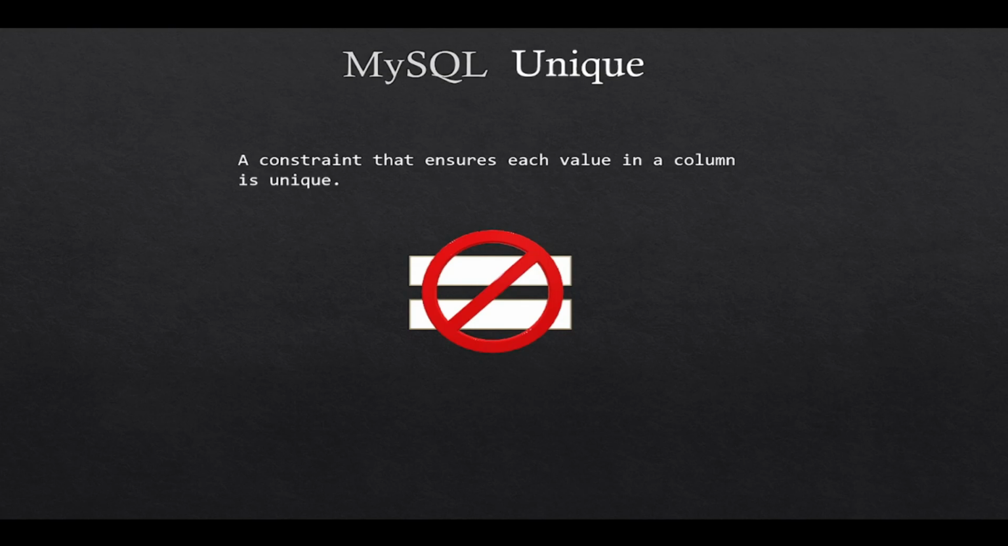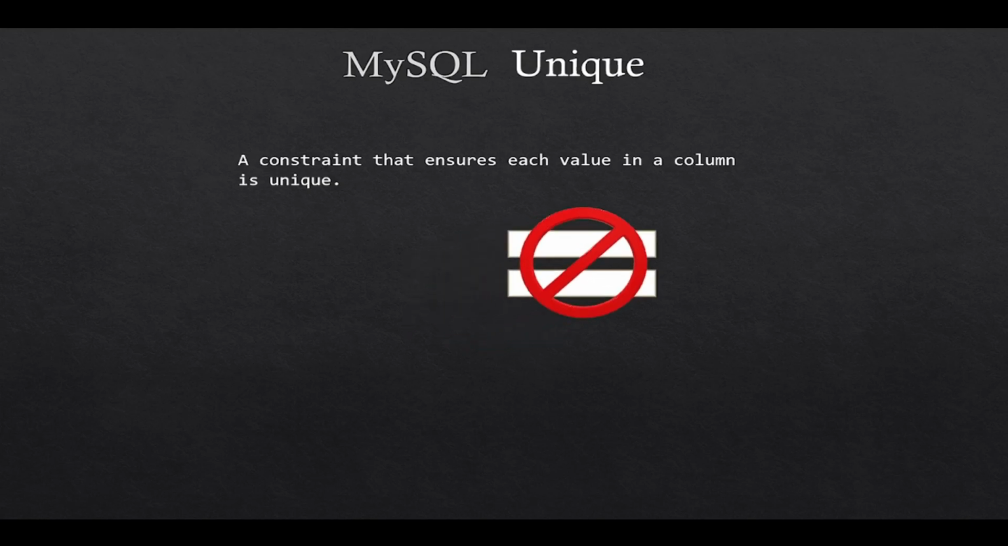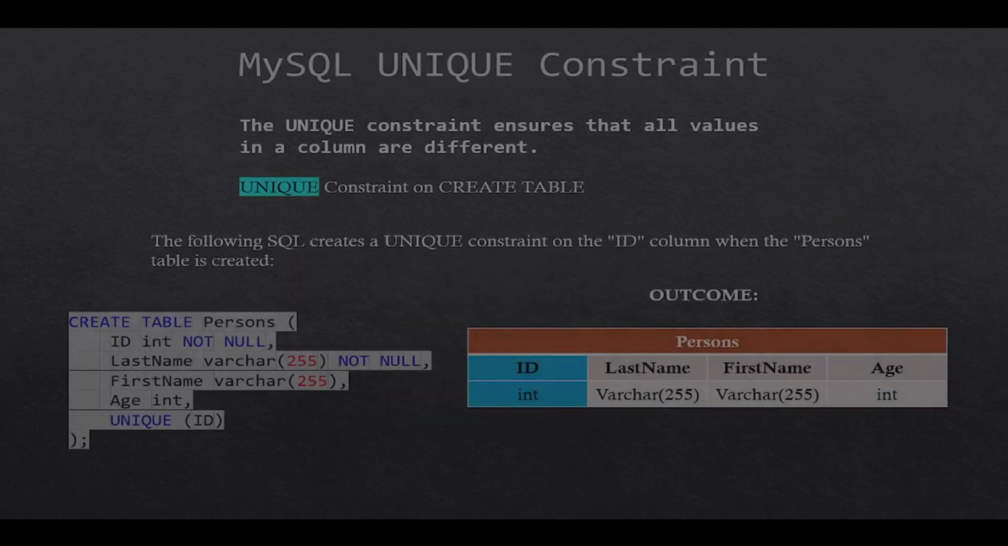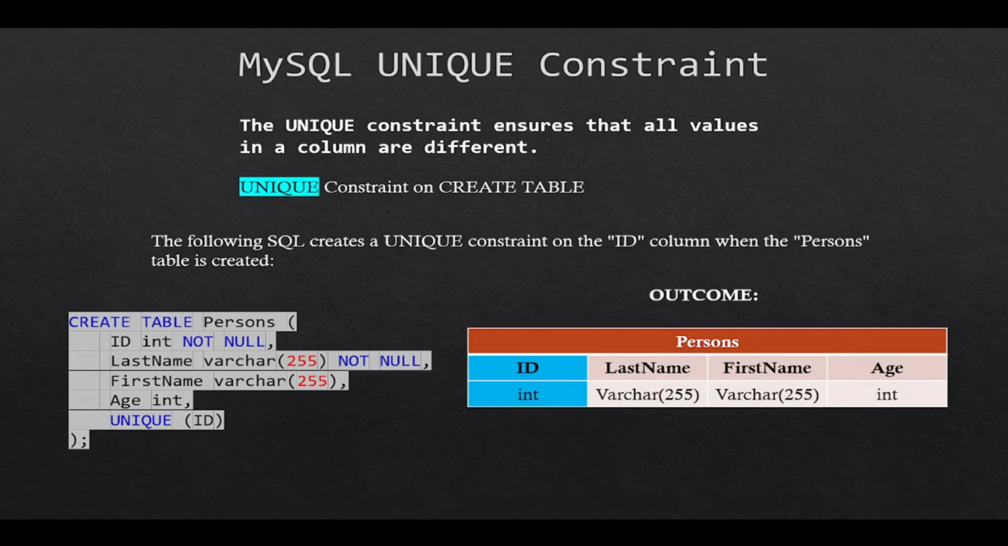The unique constraint in a relational database management system ensures that all values in a particular column or set of columns are different, which means that no two rows in that column or set of columns can have the same value. So here is the unique constraint on create table. The following SQL creates a unique constraint on the ID column when the persons table is created.